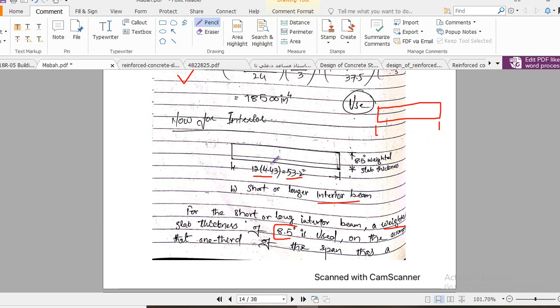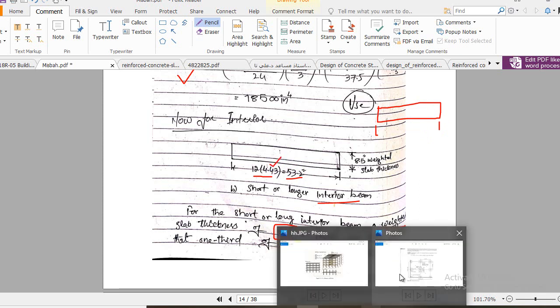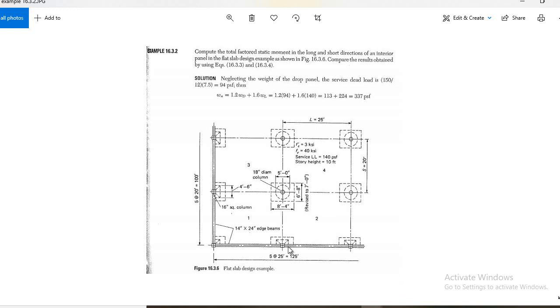Remember why we are using this thickness. We are not using this width, 8 feet 4 inch. We are not using this thickness because the transverse beam is in this direction, so that is why we have to use this one, because we are calculating the C value for this section. So that is why they are using this 4 feet and 6 inch.